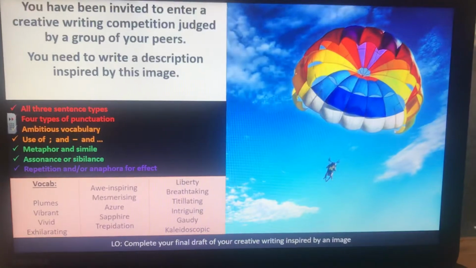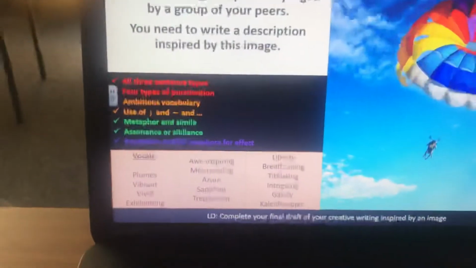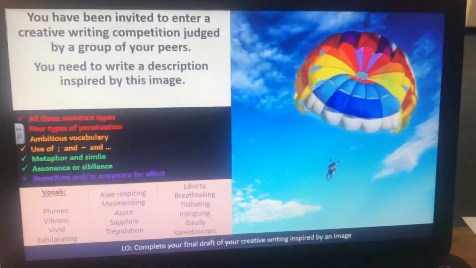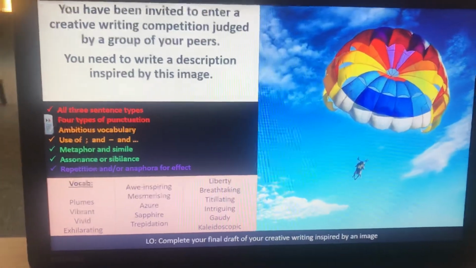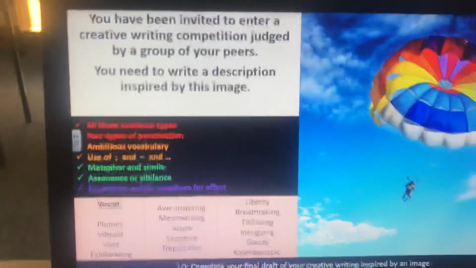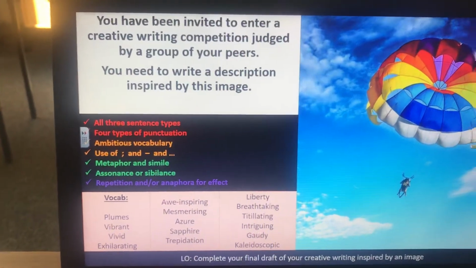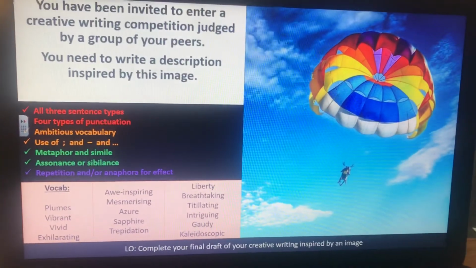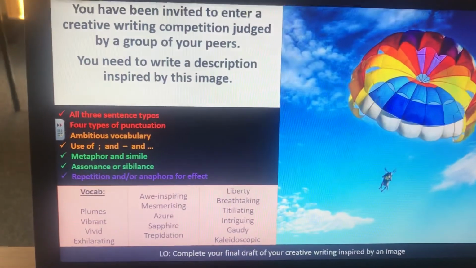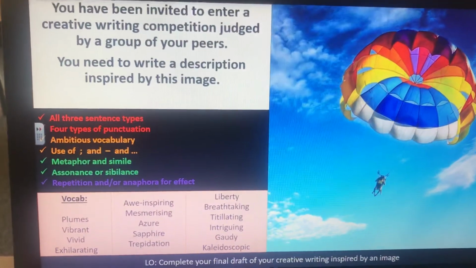So a reminder that you are focused on quite a number of things in this piece of work. It's a 40-mark question. So we've got a nice little checklist here of things that you might want to include. So you've got all 3 sentence types, and if you go back to the PowerPoint that was on Monday's lesson, you can have a revision of what those sentence types look like and the effects that they create.